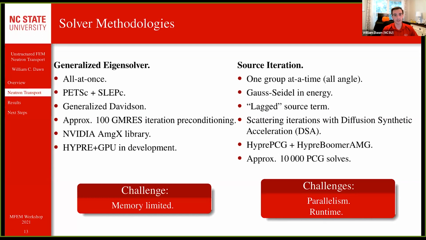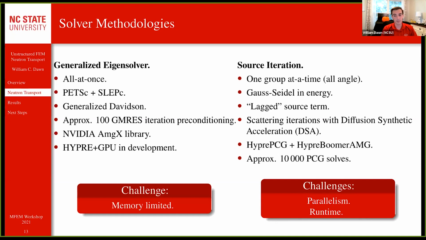The alternative is source iterations. We solve one energy group at a time and then converge that energy group, move to the next one. It ends up with a Gauss-Seidel convergence in energy. So it's not as fast, but it's pretty good. And the problem is, though, we have to use a lagged source term. And so what that means is we have to introduce scattering iterations to converge the source before we move to the next energy group. This is SPD, so we're using Hypre PCG and Hypre BoomerAMG.